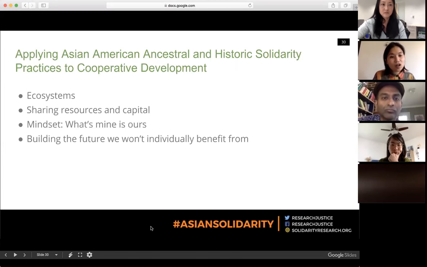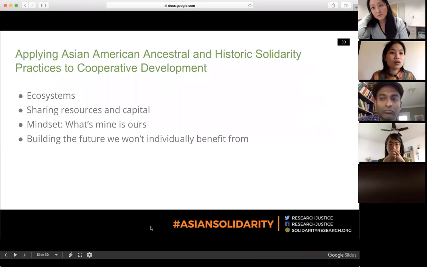Sharing resources and capital, cultural mindsets. I think it's pretty easy to see that we live in a very individualistic society. And what I see with a lot of worker cooperative development is that cultural attitudes really can help or hurt the development of a worker-owned business, and having this kind of common cause and a cultural mindset that supports that common cause is really helpful. And part of that is knowing that you're building something together that you won't benefit from as a person right now, but you know it's going to benefit other people in the future, like people you care about in your community.